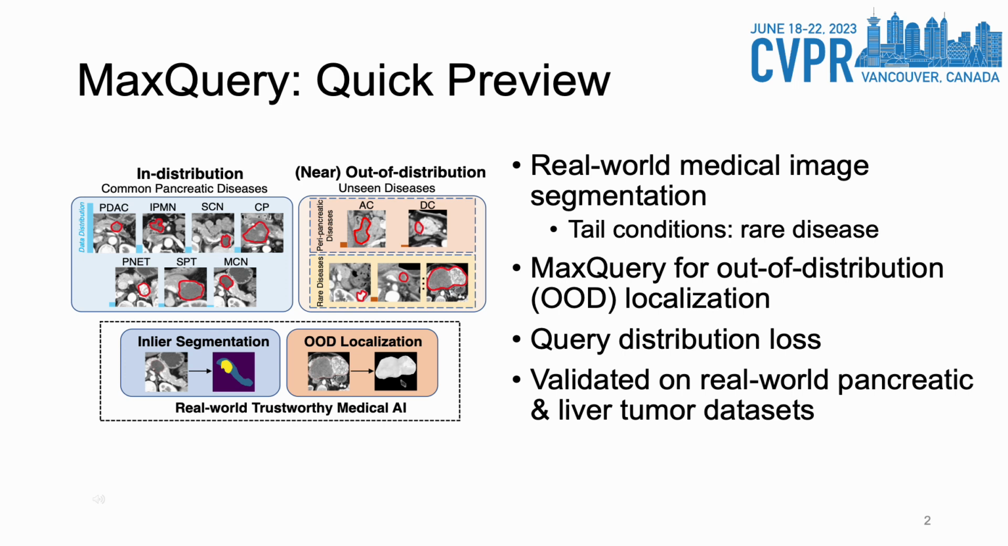During training, the queries fit the feature-level cluster centers of inliers, allowing the similarity between pixels and queries to localize OOD regions during inference. We propose a query distribution loss to enforce clear boundaries among segmentation targets at the query level, which improves both inlier segmentation and OOD indication. Our framework is tested on real-world pancreatic and liver tumor segmentation, and outperforms previous state-of-the-art algorithms.